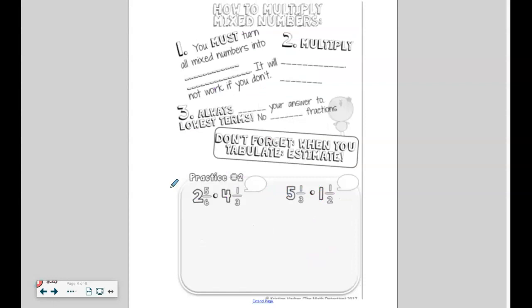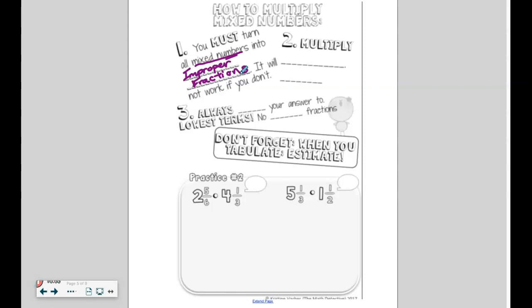Now we're going to look at multiplying mixed numbers. There's an extra step that we need to do when we are multiplying mixed numbers. Our first step is to turn all of our mixed numbers into improper fractions. So before we can multiply, we have to turn our numbers into improper fractions.